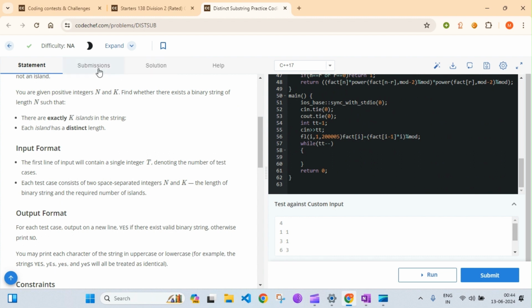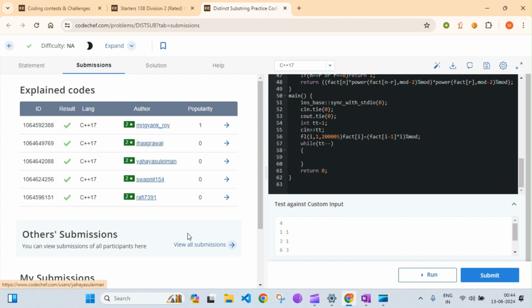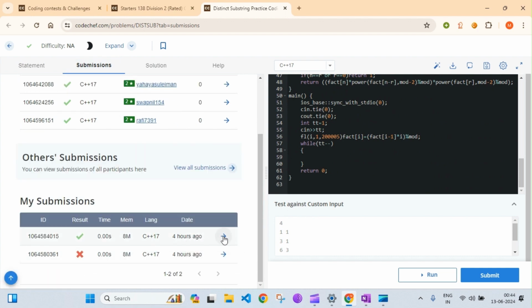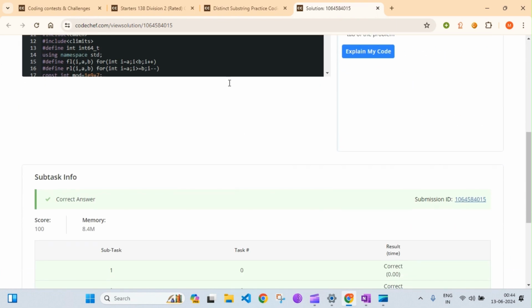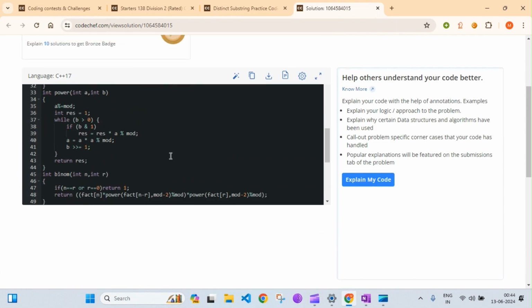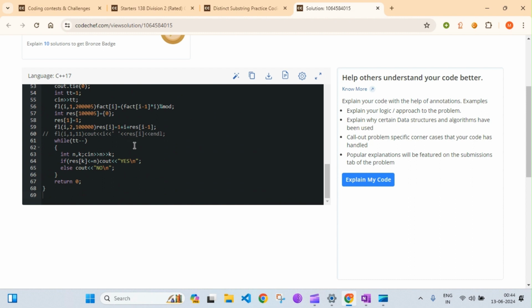If I show you, it's a pretty easy question. As you can see, what I have done is calculate it beforehand, before going through the test cases, and then you only need to take n and k. I have stored it in a result vector, right?